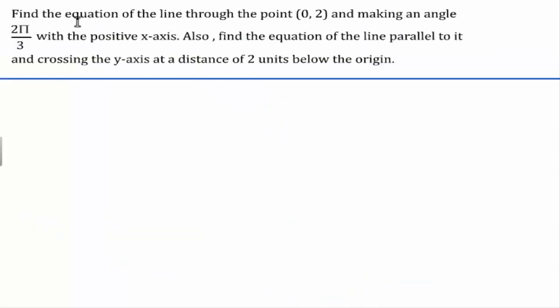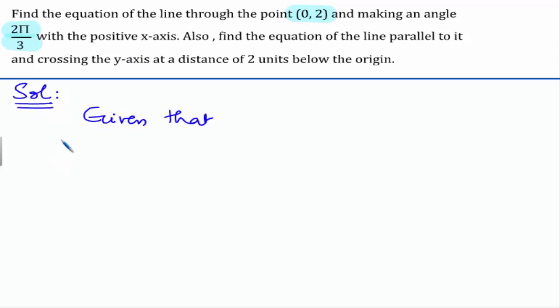In this question, we have to find out the equation of a line which is passing through the point (0, 2) and making an angle of 2 pi by 3 with the positive x-axis. This is the first part of the question. Let us solve that first. Later on we will move on to the second part.